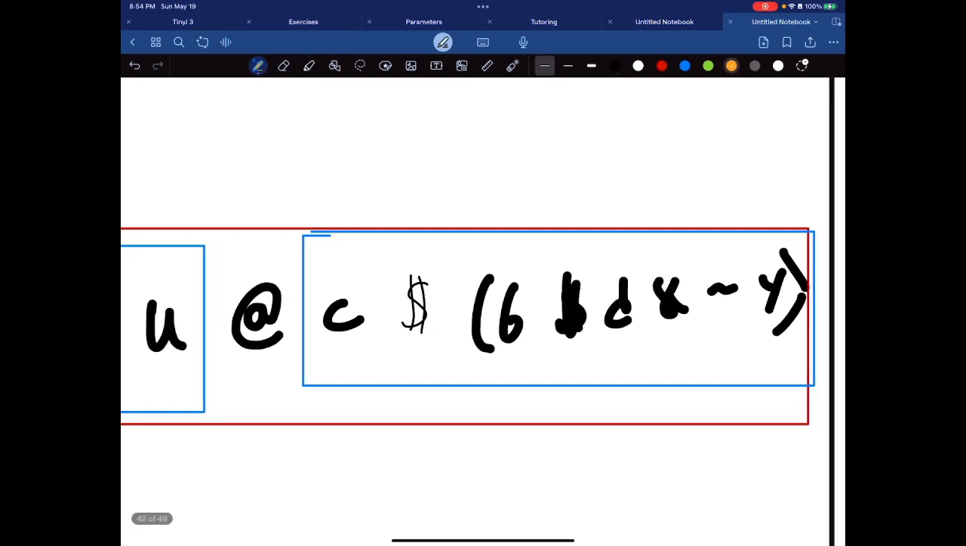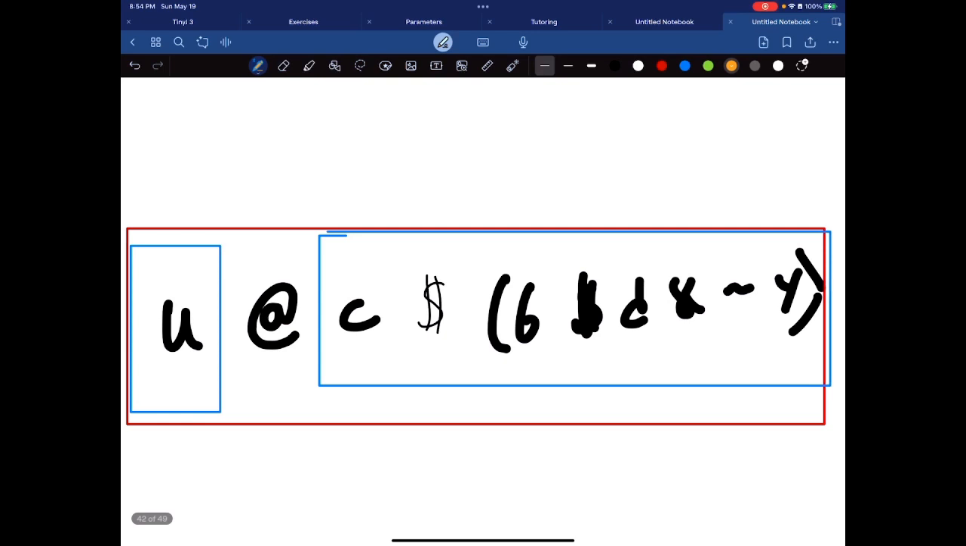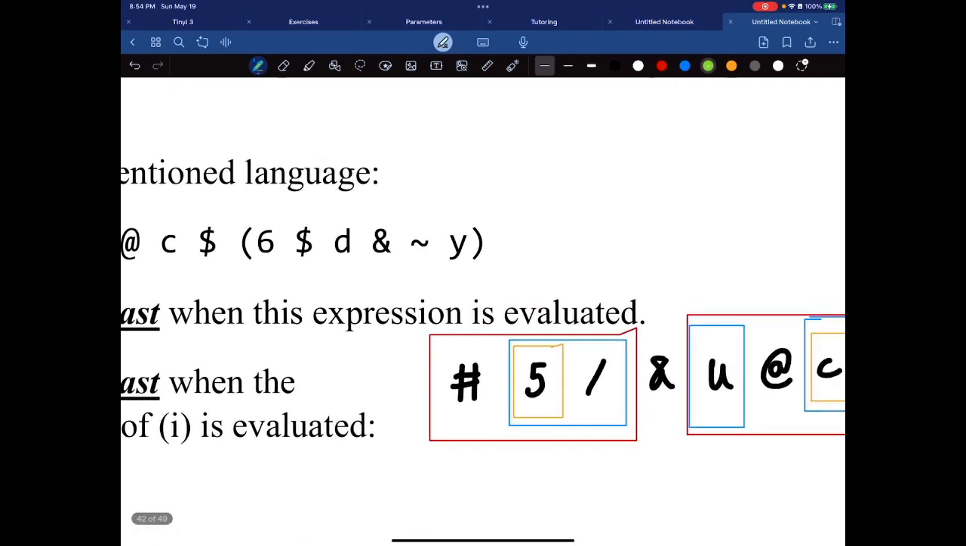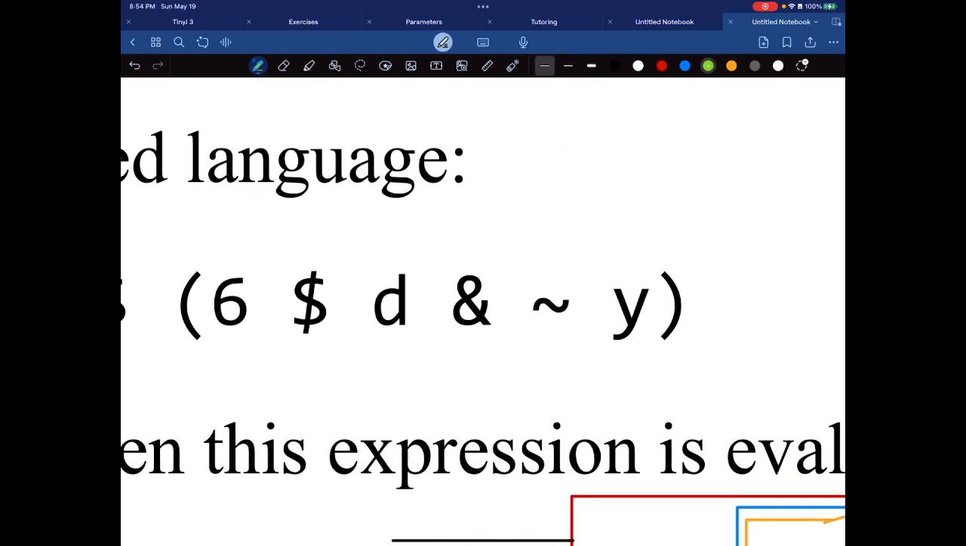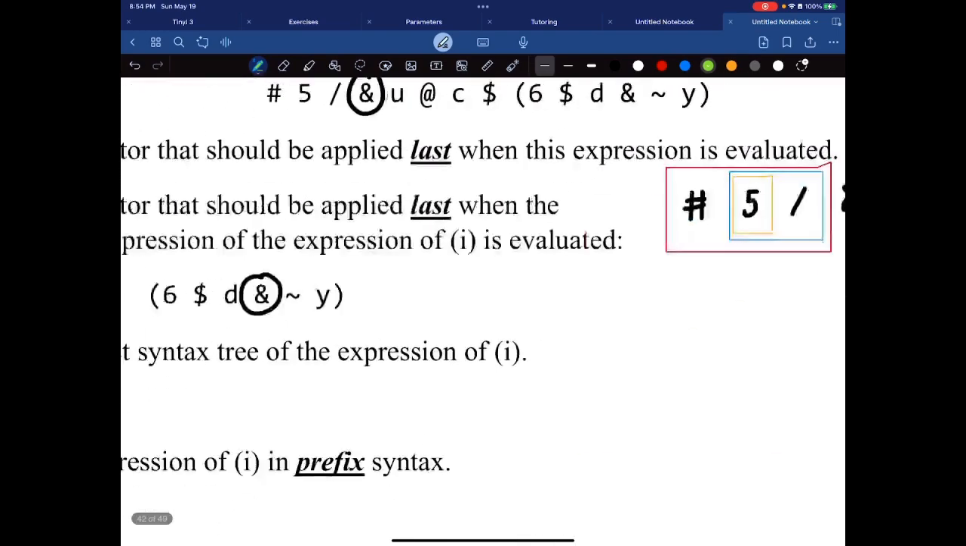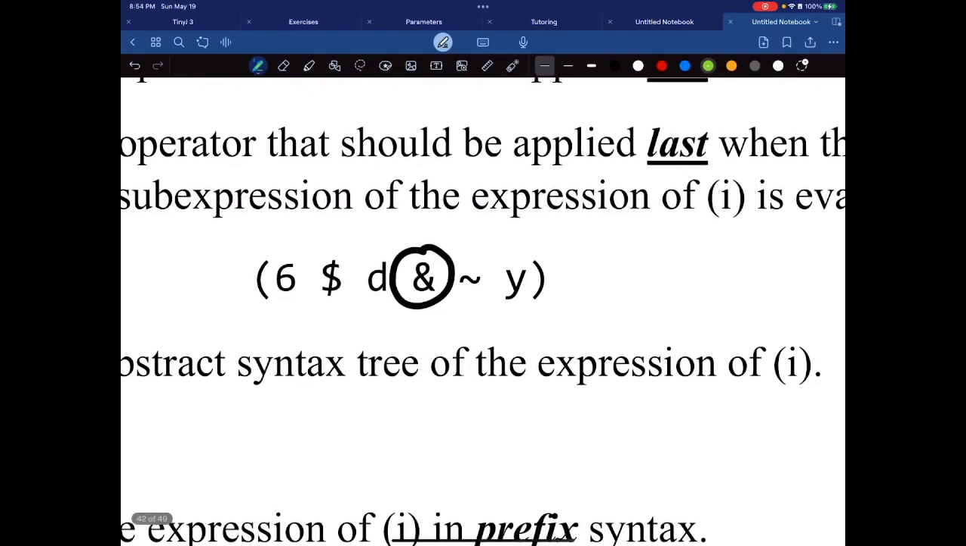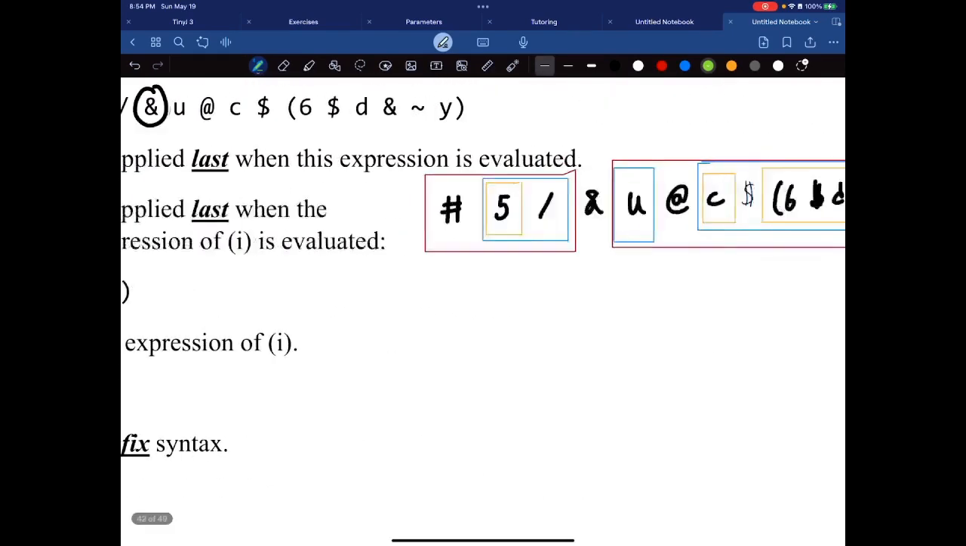Dollar sign. Only one operator on the top level, so it's going to look like this. Now, finally, we have to figure out this one here. Now, this one was already part of this question. It said, which is going to be applied last? It's going to be the ampersand.